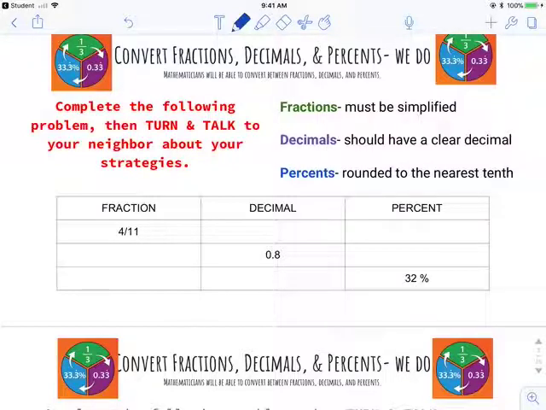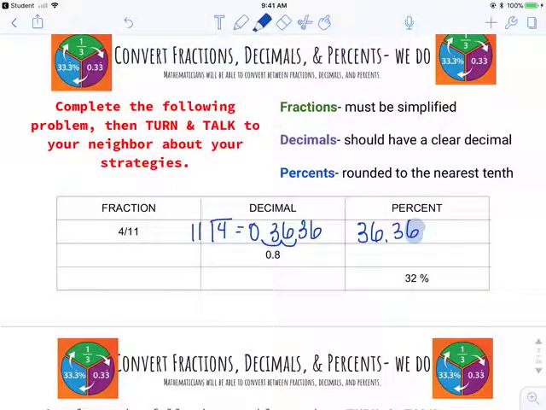You have the fraction 4/11. So when I take 4 divided by 11, you are going to get 0.36, and it's going to repeat. So we are going to leave that as 0.3636. Then to go over into our percentage, we are going to move it 2 places to the right, and you get 36.36. And remember, all percents need to be rounded to the nearest tenth. So I'm going to round that. 6 makes the 3 go up. So I get 36.4%.